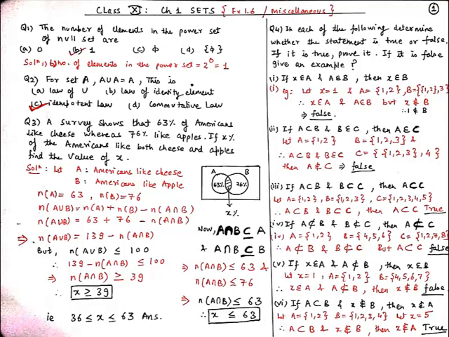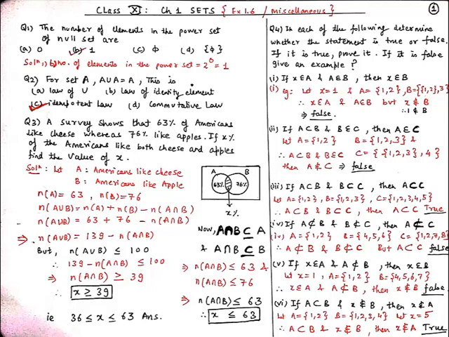Now, since we know that A intersection B is a subset of A, and A intersection B is also a subset of B, the number of Americans who like both cheese and apples is less than or equal to 63, or the number of persons who like both cheese and apples is less than or equal to 76. So from here the maximum intersection possible, where Americans like both cheese and apples, is less than or equal to 63. So from here we get the range of X, which is greater than or equal to 36 and less than or equal to 63. Here the maximum value of X is 63 and the minimum value is 36.